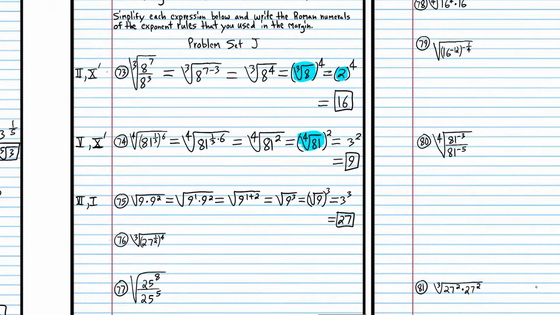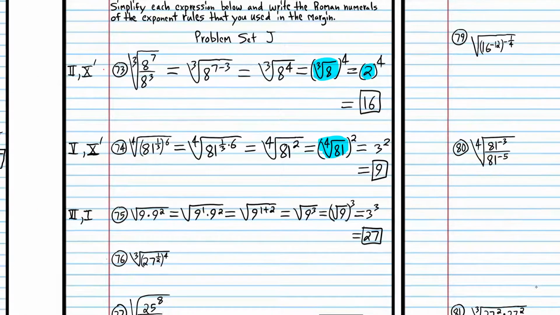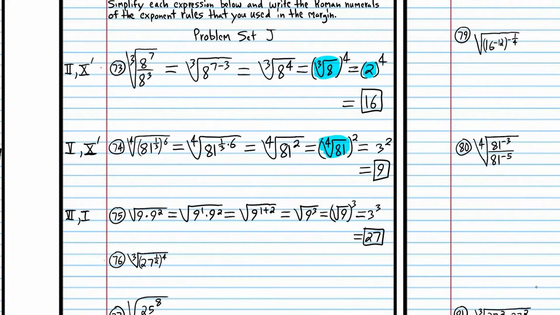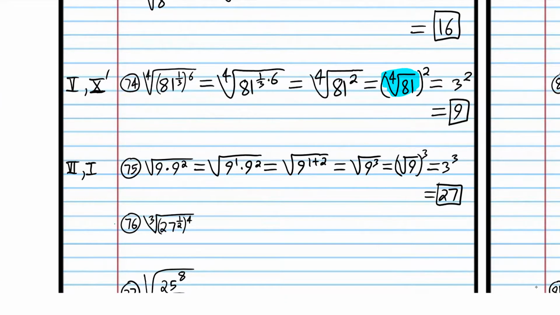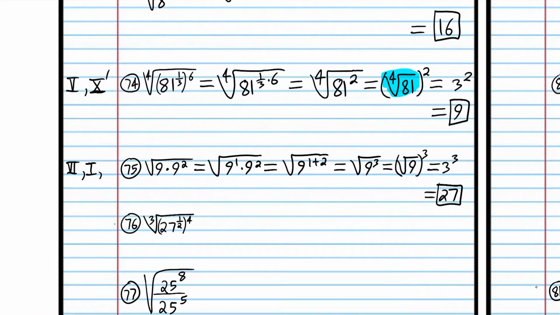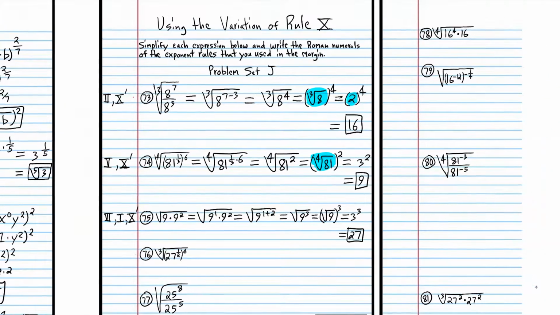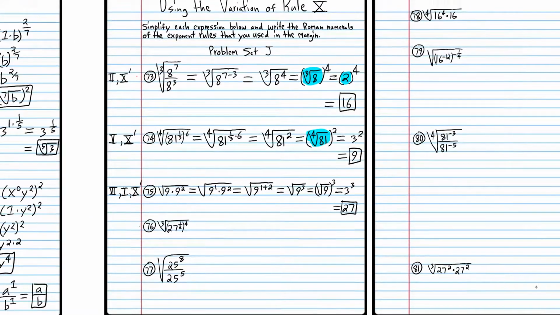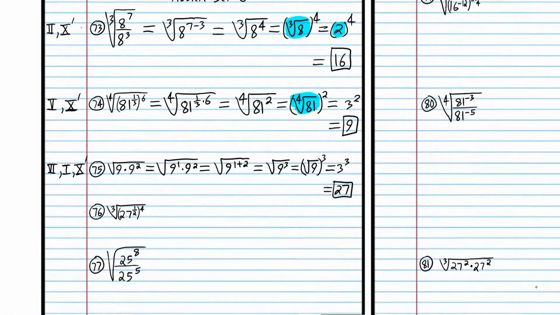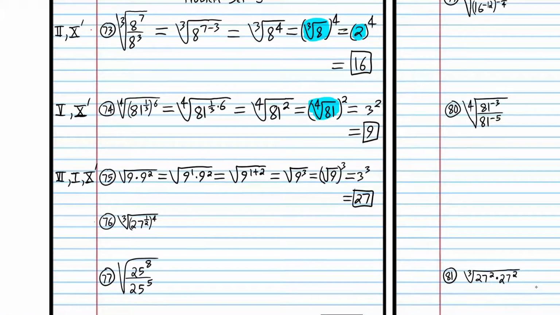So I want you to try number 76, and you can use numbers 73 through, wait a second, I forgot to write, I'm sorry, I forgot, that was a 3-rule problem. So we use the variation of rule 10. So again, 3 rules on that problem, 2 rules on the previous 3 problems. So I want you to try number 76, use numbers 73 through 75 to help you, and when you come back, we'll do it together.